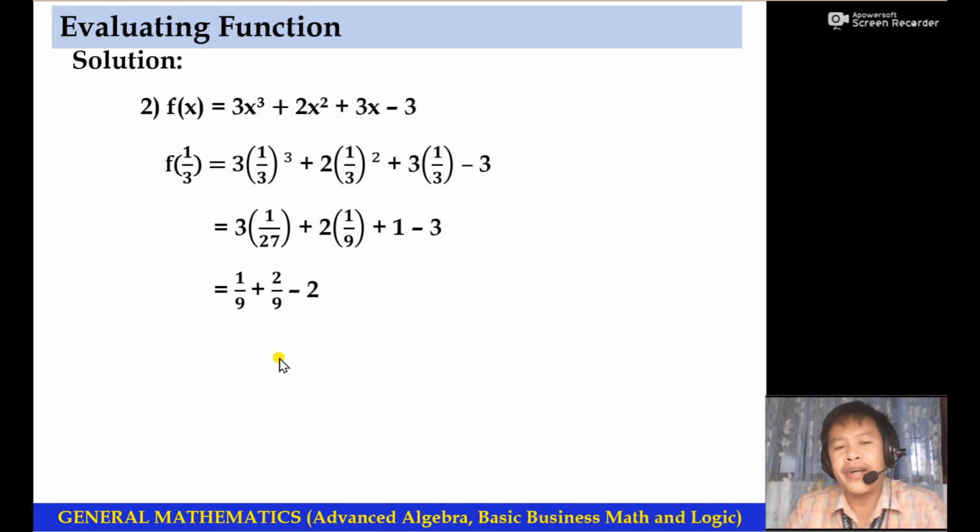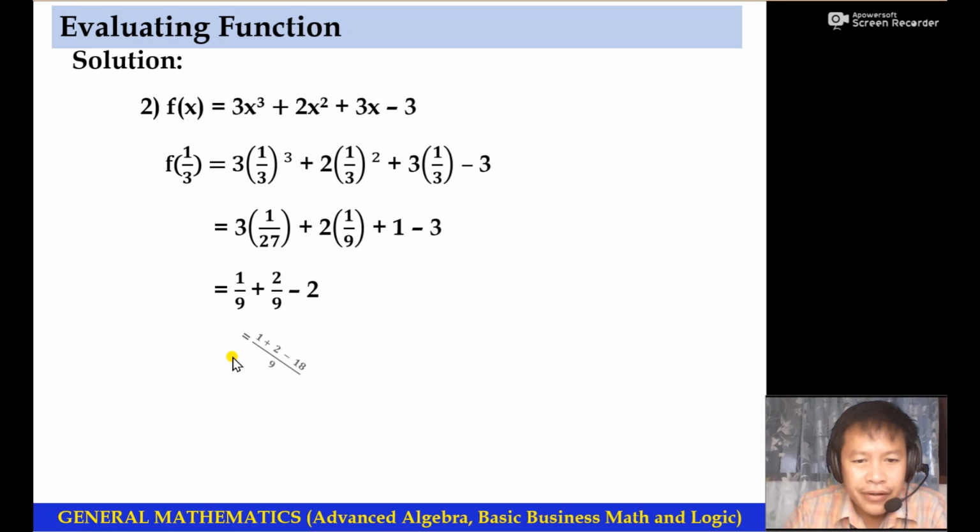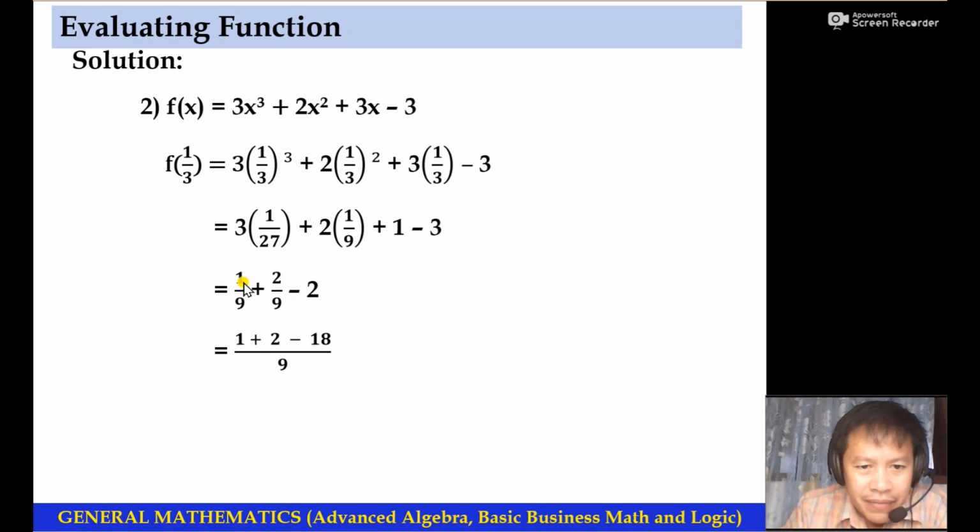What you need to do is to look for the LCD, the least common denominator, and that is 9. So therefore, this is 9. 9 divided by 9 is 1. 1 times 1 is 1. 9 divided by 9 is 1. 1 times 2 is 2. Then, 9 divided by 1 is 9. Then 9 times 2 is 18. Therefore, 1 plus 2 is 3. 3 minus 18 is negative 15.